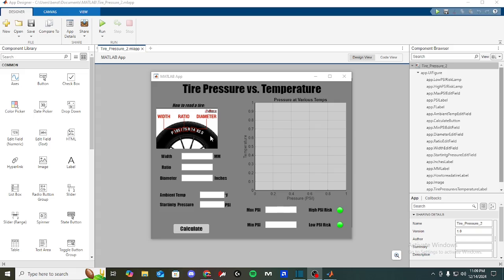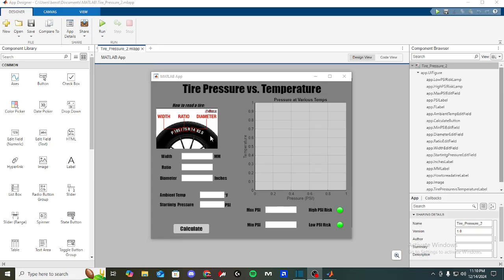The project, we were supposed to do a GUI calculator. Mine is tire pressure versus temperature. The reason I did this was because I find it interesting to see how tire pressures change at a given temperature and across a range of temperatures.